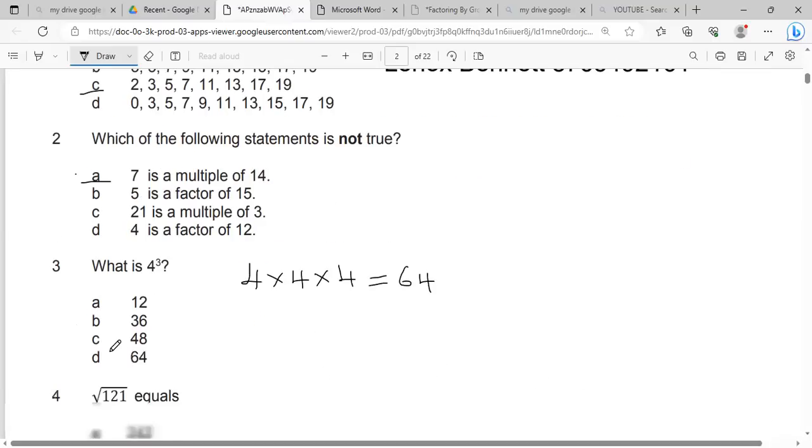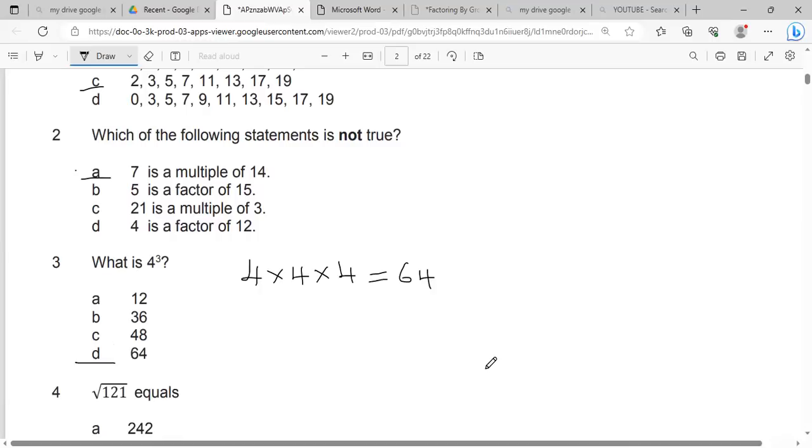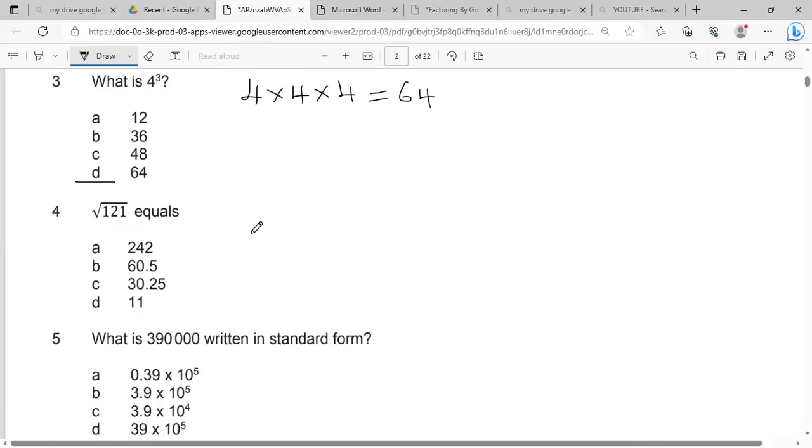All right. This one says, what's the square root of 121? What this means is, what number multiplied by itself gives you 121? And that can only be 11.